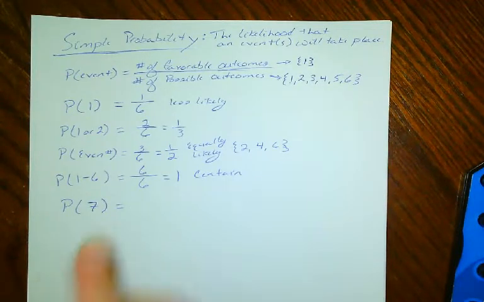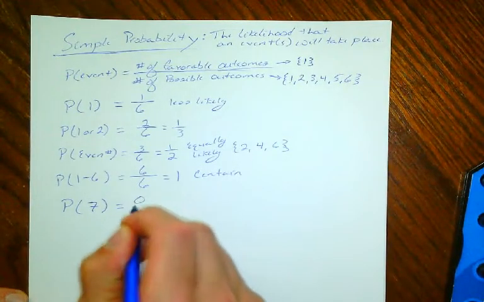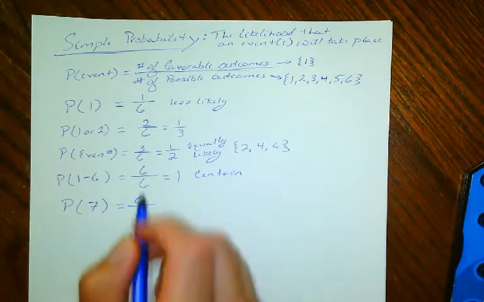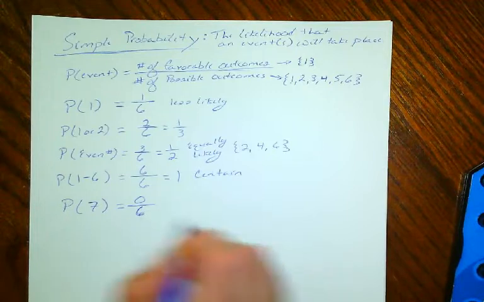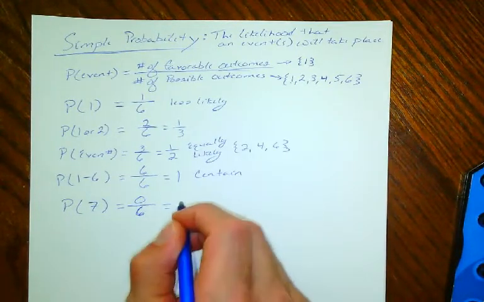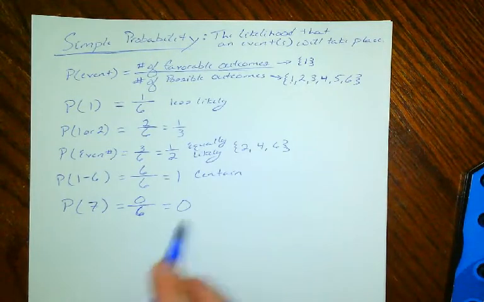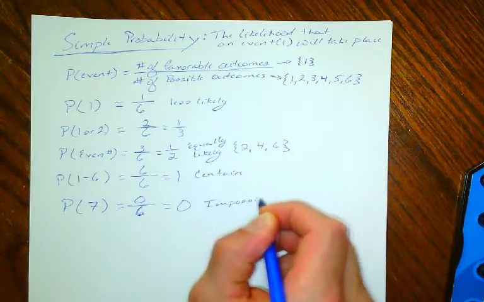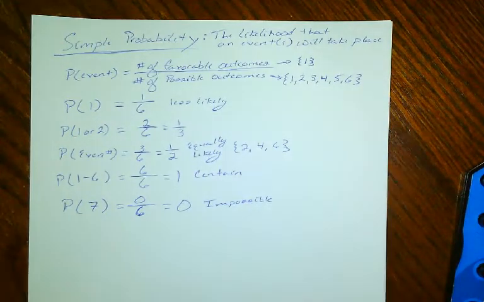Alright? We have 0 favorable outcomes. Alright? You can't roll a 7. So I have 0 favorable outcomes all over my total possible outcomes, 0 over 6. 0 divided by anything is just 0. Alright? So if you get a probability of 0, that's impossible. Alright? And you will see that from time to time.